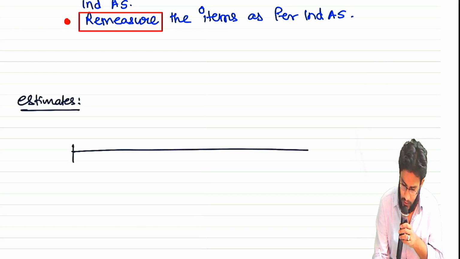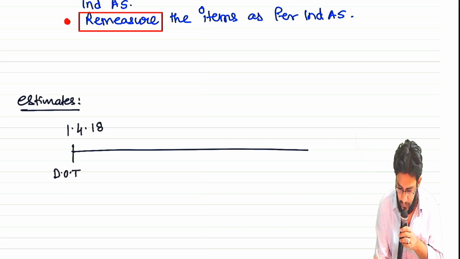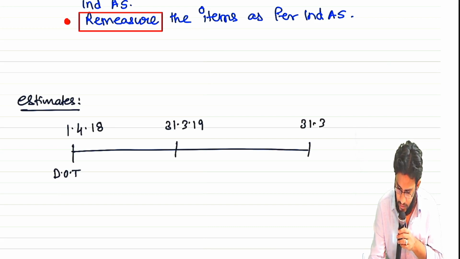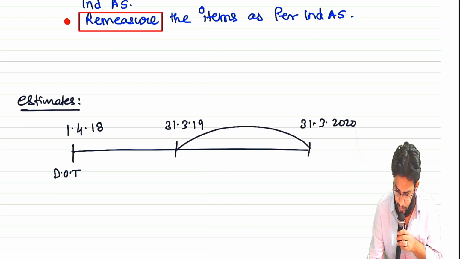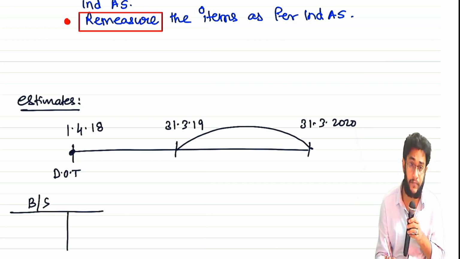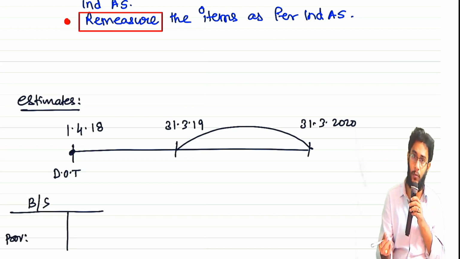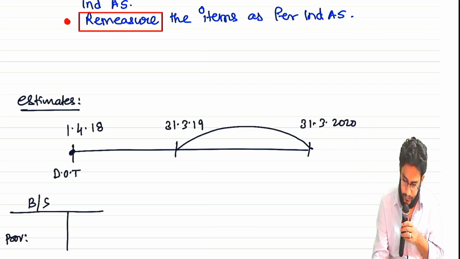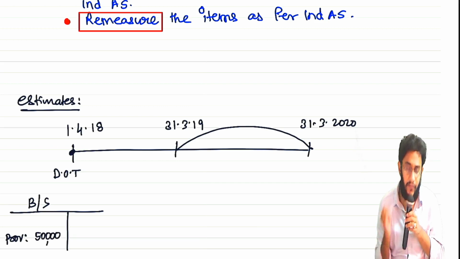Guys, suppose this is the date of transition. Let's say 1/4/18. This is date of transition. This is comparative first year. This is the first time you are preparing this financial statement. On this date, earlier when you prepared a balance sheet, example, sir, you created a provision. Provision obviously involves an estimate, right? So, let's say the amount of provision has been created at 50,000.